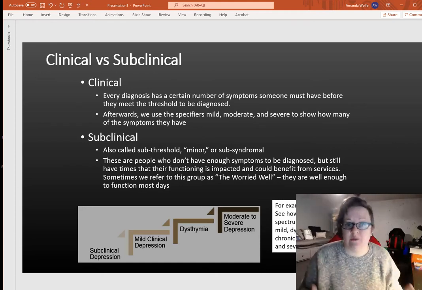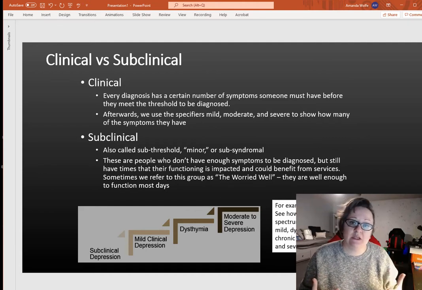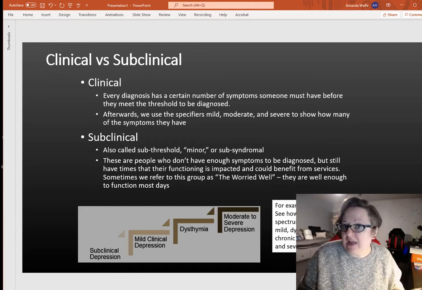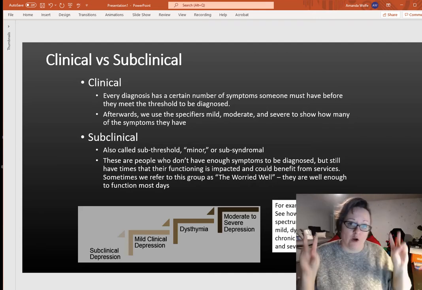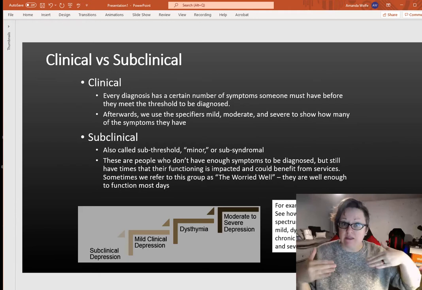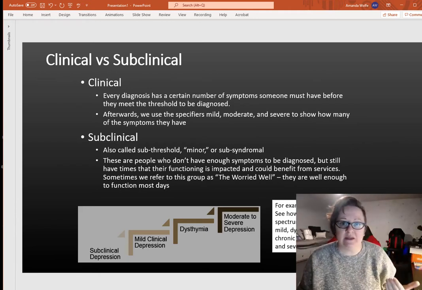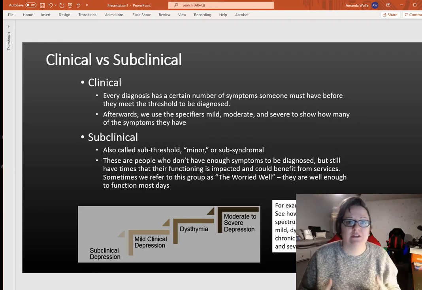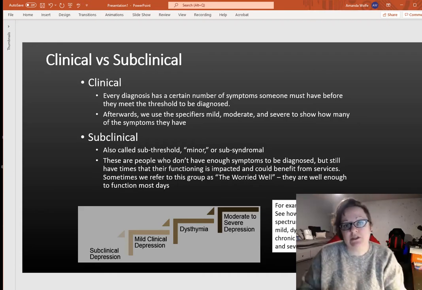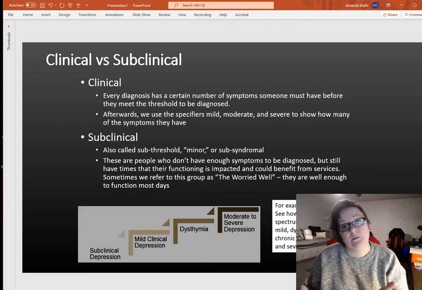One of the problems with the word worried well is it sends the message that this person may not actually need services, that they are well. And while it's true that they have concerns that would be of a subclinical level, that doesn't necessarily mean that their concerns are somehow not important. Just like when you struggle with something, your struggle is real to you.